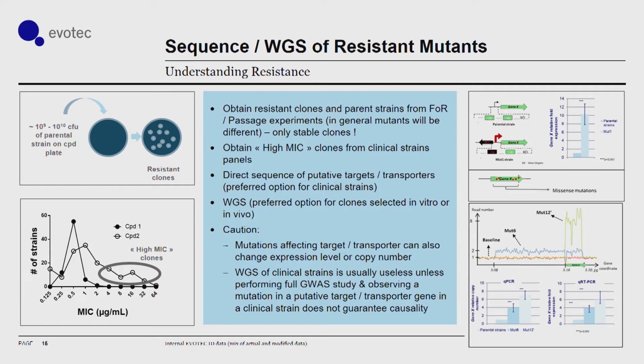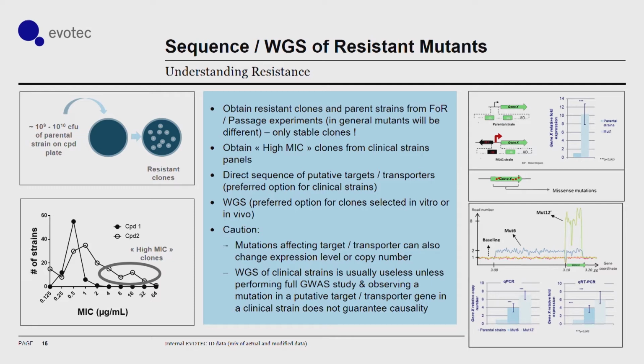Here, you should try to directly sequence the putative targets or transporters, especially if you're considering the clinical strains. You will not do the whole genome sequence because you will not be able to decipher the whole genome sequence. So sequence directly the targets or transporters, either if the mutants are coming from here or if those are clinical strains. The preferred option when you have clones that have been selected is to do whole genome sequence. It's very cheap and fast, so you should do it.